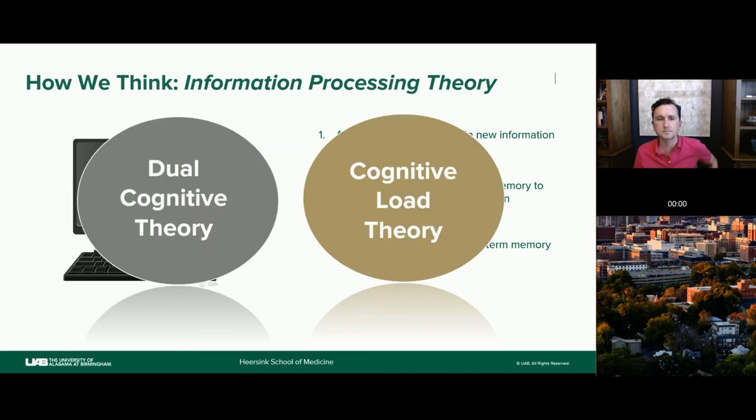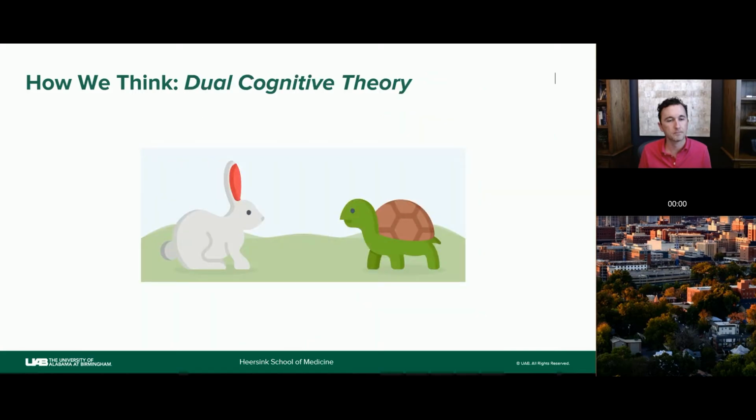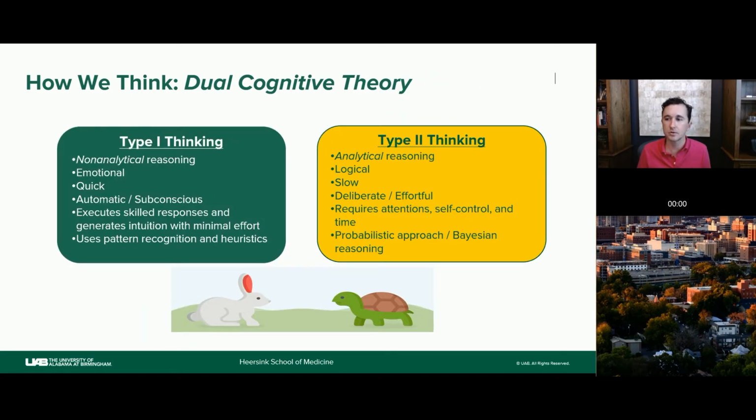Okay. Now, there are a couple of sub-theories within this information processing theory. So we have dual cognitive theory and cognitive load theory. Both of these are really important when it comes to understanding clinical reasoning. So let's dive into these a little bit more. All right, so first up is dual cognitive theory. So dual cognitive theory is a way of thinking about how we think or how we approach problems.